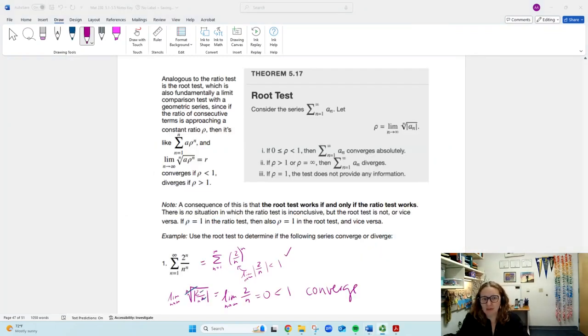And that is exactly what our root test is saying up here. So if our ratio is less than 1, it converges. If it's greater than 1 or infinity, it diverges. And then if it's equal to 1, we don't know. We have to try a different test.